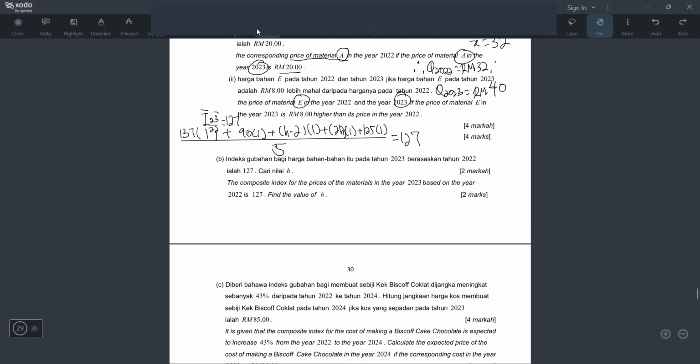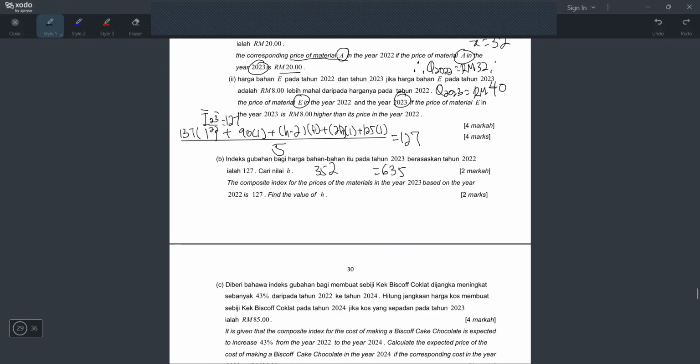Okay, now I can solve for this. How to solve? The 5 I can move up. So when I move it up, it will become 5 times 127. I can press my calculator. My calculator gives me 635 on this side. And then here, I will just calculate everything: 137 plus 90 plus 125. What is it? 137 plus 90 plus 125. Okay, my calculator gives me 352.